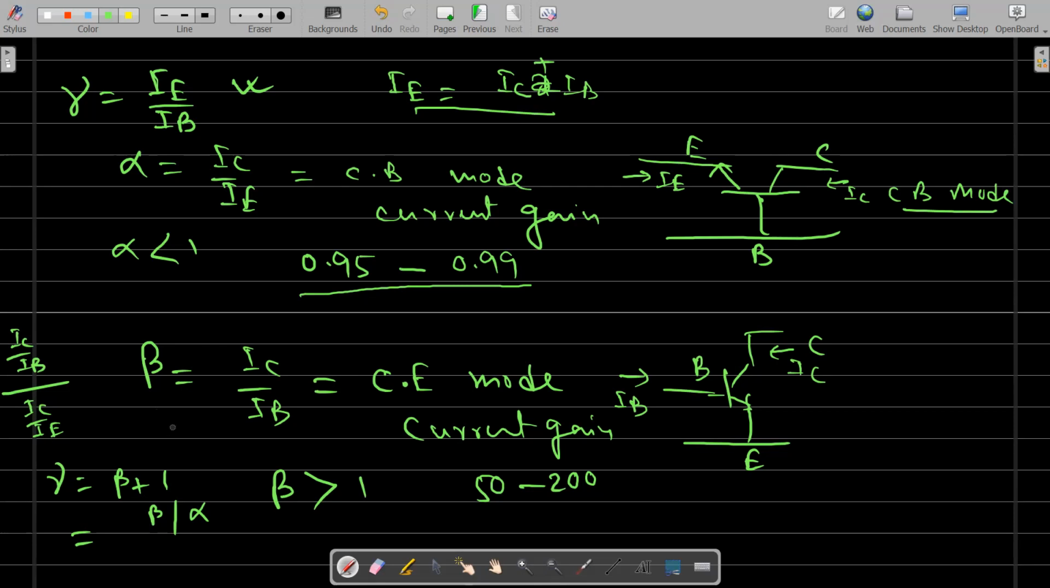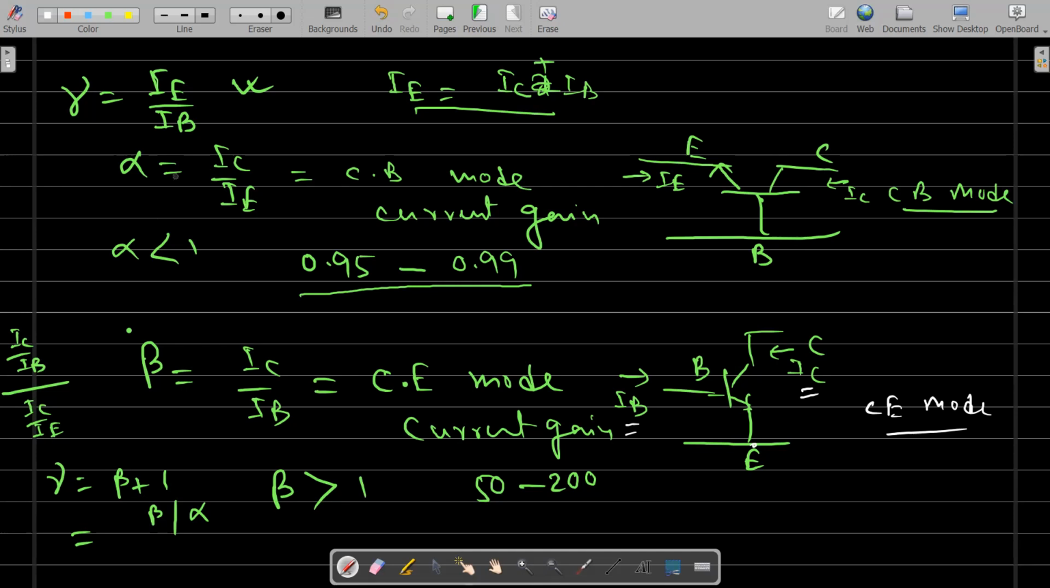Similarly, beta equals IC by IB. And of course, the value of IB is very small, generally in the microampere range compared to IC. So beta is greater than 1, and generally the typical value of beta for a BJT is within the range of 50 to 200. And to define beta, take the common emitter mode of BJT, where emitter is common between base and collector. IB is the input current, IC is the output current. So IC by IB defines the common emitter mode current gain.